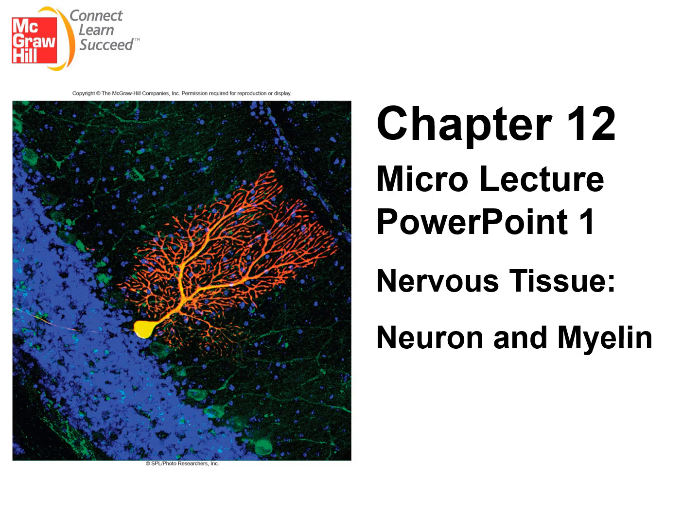This is our first of 3 micro lectures for chapter 12. And this one's going to be focusing on nervous tissue. In this lecture, we're going to be looking at what is a neuron and how does the neuron use myelin.